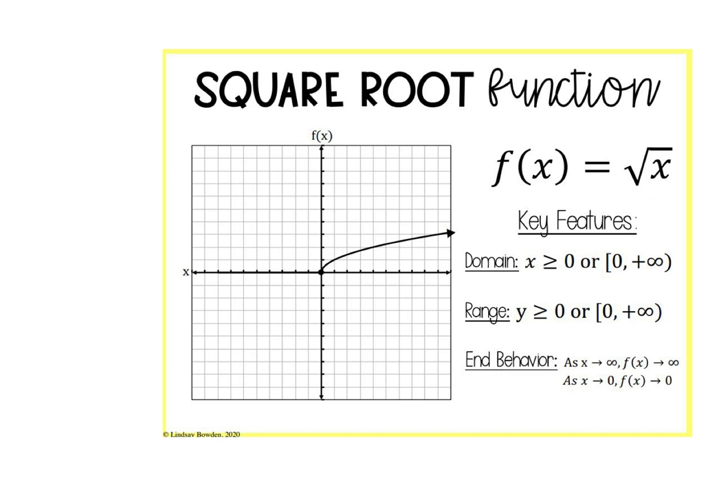Now the square root function, so f of x is equal to the square root of x. In this case, the domain is greater than or equal to 0 because remember, we cannot have any negatives inside the radical bar. And the range is all positive numbers because we have positive numbers to begin with.